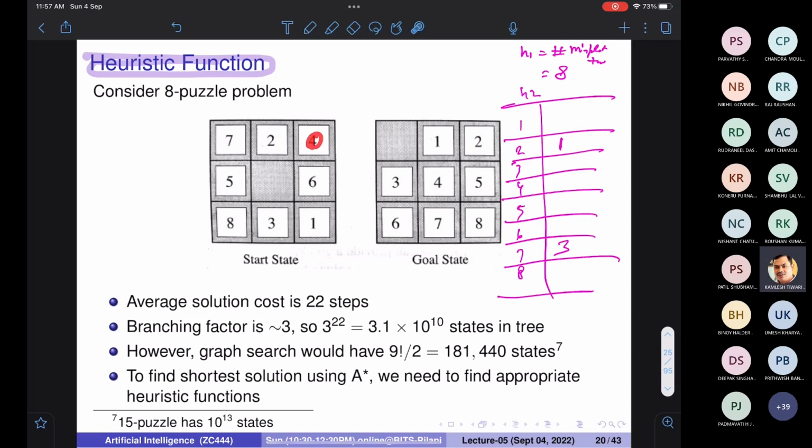For the 4, it needs to be here, so 1, 2. 4 is going to be 2. For this 5, it should be here, so 1, 2. 5 is 2. This 6 should be here, so 1, 2, 3. For the 6, it is 3. For 8, it is 1, 2, so 8 is 2. And for 3, it should be here, so 1, 2. 3 is 2. For this 1, it should be here, so 1, 2, 3. 1 is 3. So can anybody find out what is the value of H2?